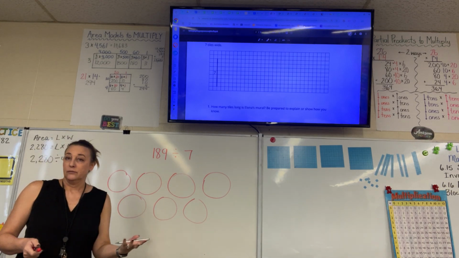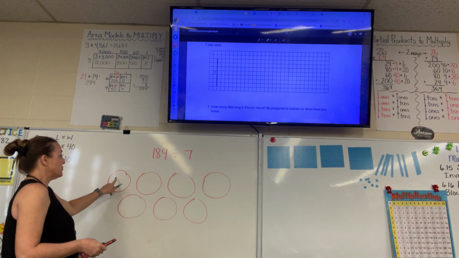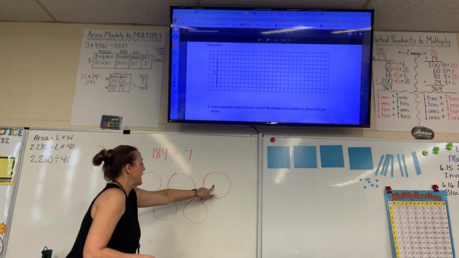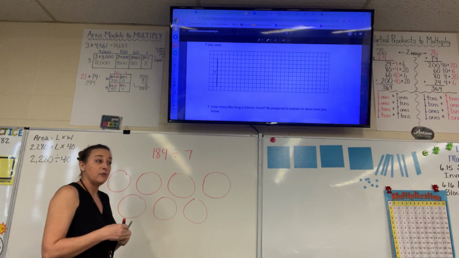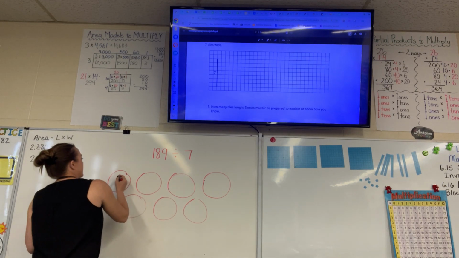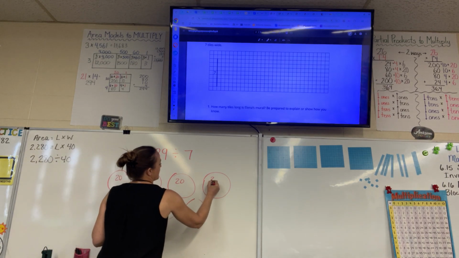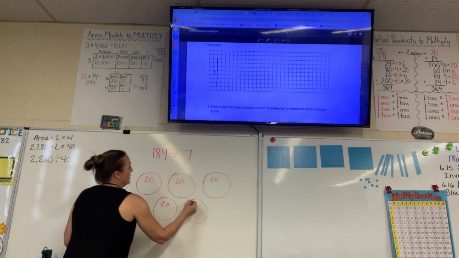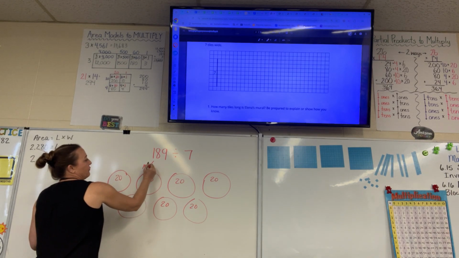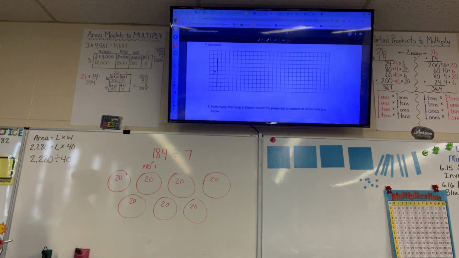Could we go bigger? 20s? Let's try 20s. 20, 40, 60, 80, 100, 120, 140. That gets rid of a big chunk, right? So let's start by putting 20 in each of these groups. And if we do that like we just talked about, we've used up 140. What do you have to add to 140 to get 189?